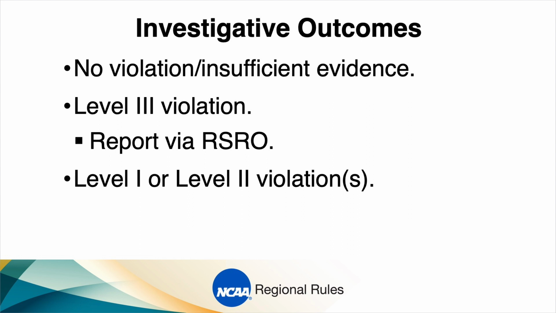First, the investigation may find no violation, either because the initial information was inaccurate or the parties were unable to substantiate whether a violation occurred. If that's the case, we encourage the institution to maintain its investigative file in case the same information is reported to the enforcement staff, or down the road, additional information comes to light. Second, the investigation may uncover a Level 3 violation, which should be reported through the institution's normal processes via RSRO.